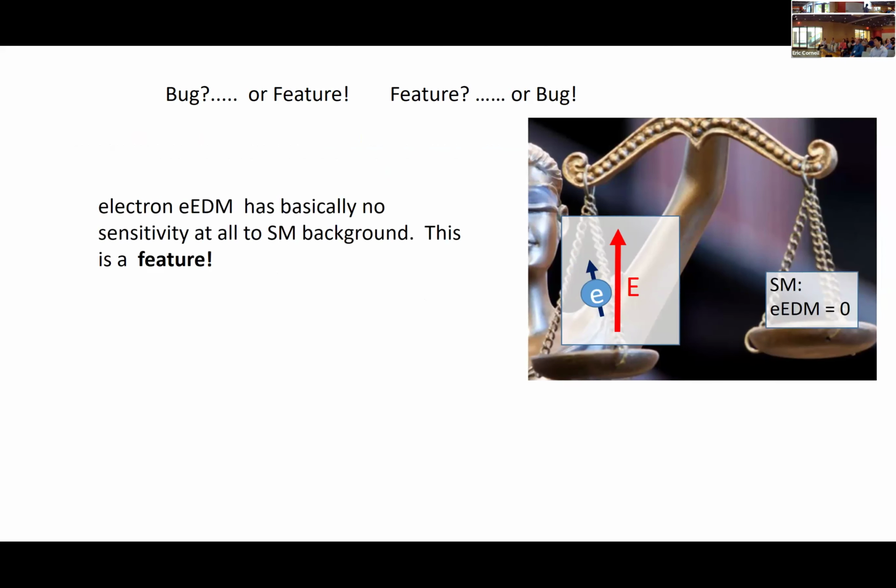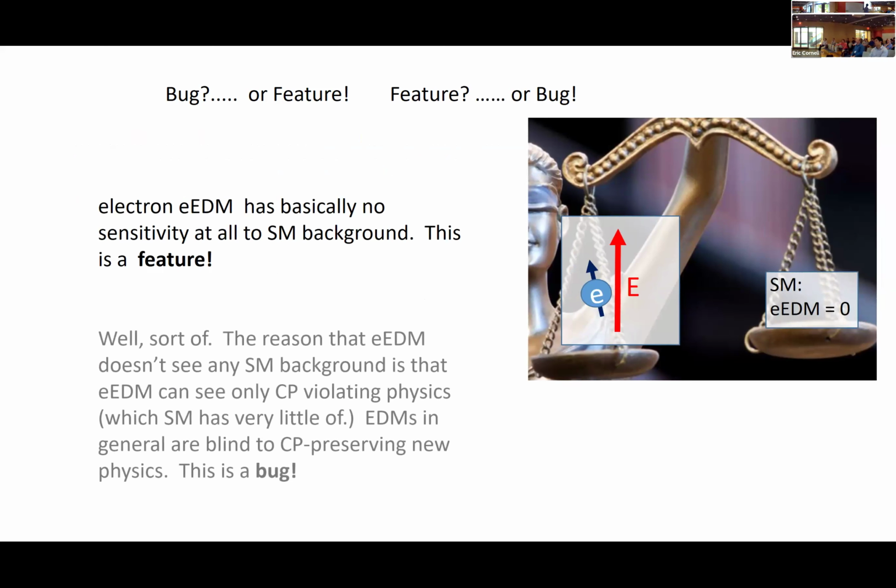Electron EDM, which is our business at JILA, has basically no sensitivity to standard model background. This is a feature. Nah, not really. The only reason why EDM is so insensitive is because we can only see CP violating physics, which the standard model has so very little of. We are blind to CP preserving new physics, so you could call that a bug.